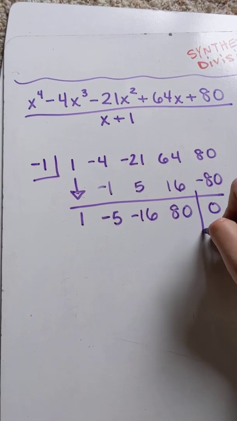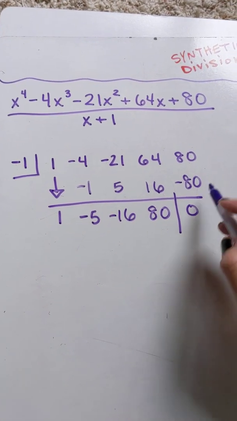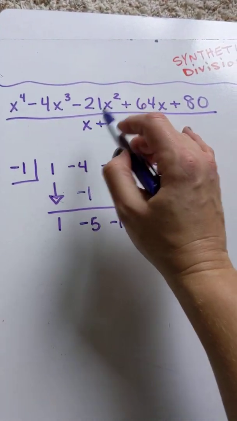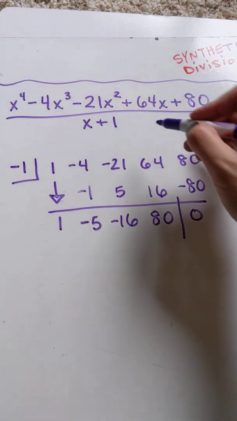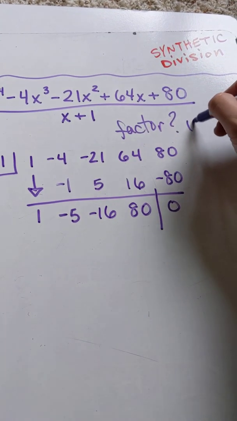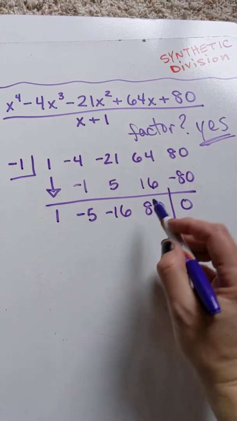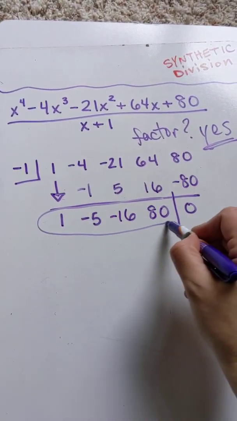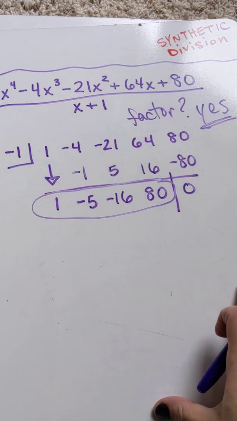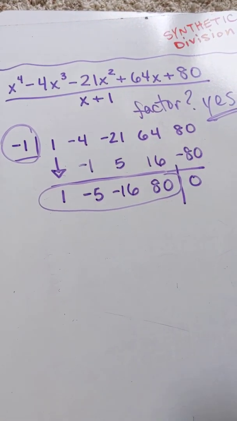And remember to draw a line. Now, that is our remainder. And since the remainder is 0, then this does work. Again, if they asked you if it was a factor, you would say yes. And if you say yes, and this works, then what's left here, you need to keep going and find the other factors. So -1 is a factor. You need to find the other answers.